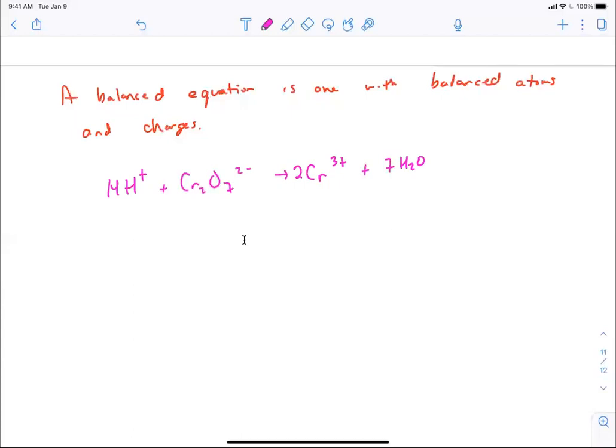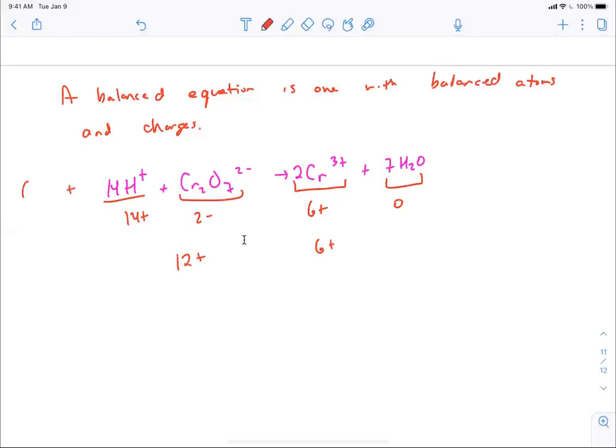Again, students make mistakes here where they count the charges wrong, because they forget that this is 14 H+, which means it's 14+. And this is 1 Cr2O7, which is 2-. And this is 2 Cr3+, so that's 6+. And this is 0. Students forget to multiply the charge of the species by the coefficient, and that's where you get a lot of mistakes where they're not adding the right number of electrons.